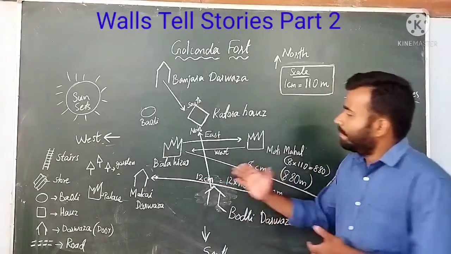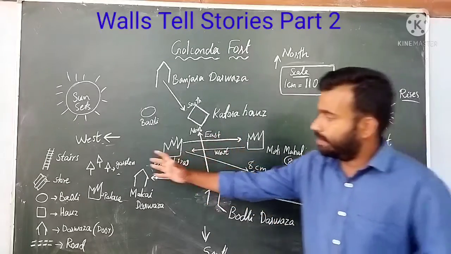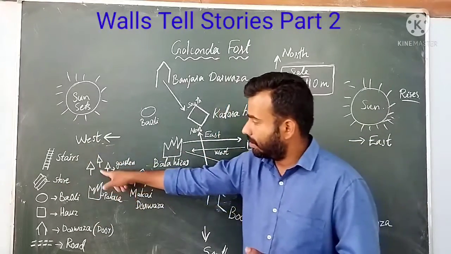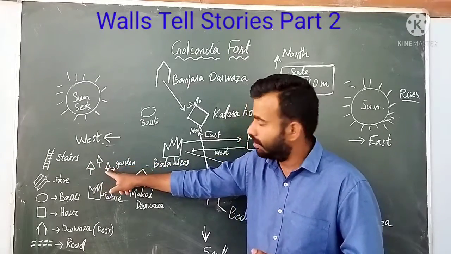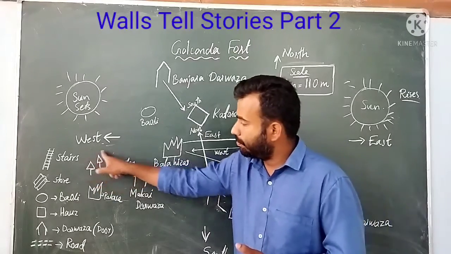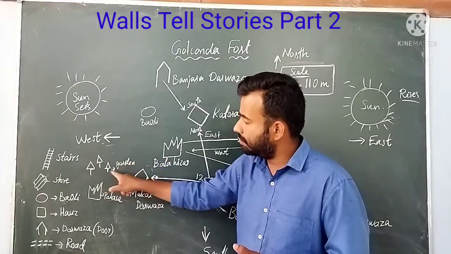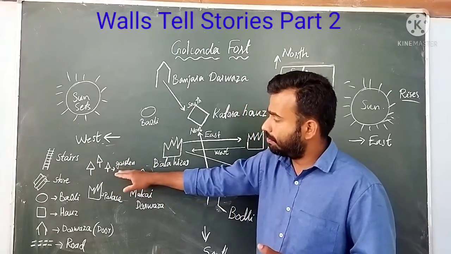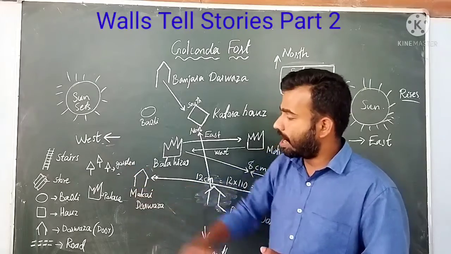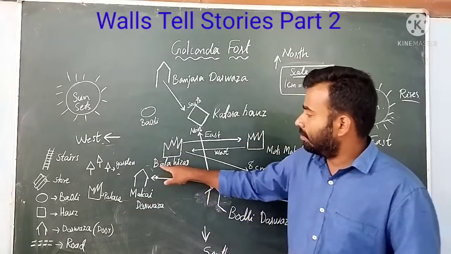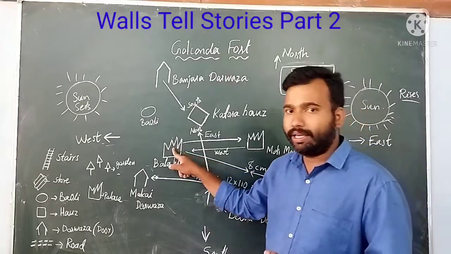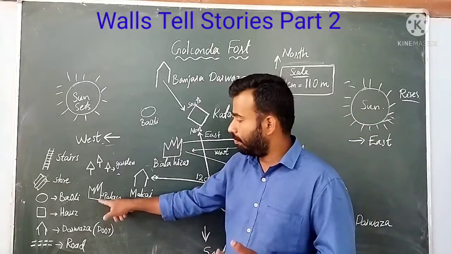So we have already identified these structures. Then one more, this looks like trees, is it? Wherever you see this kind of symbol in the map, that represents a garden. And this symbol, here you can see Balahisar, which is a mahal or palace.